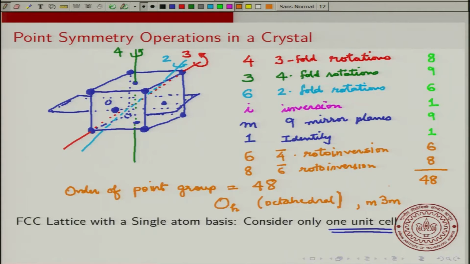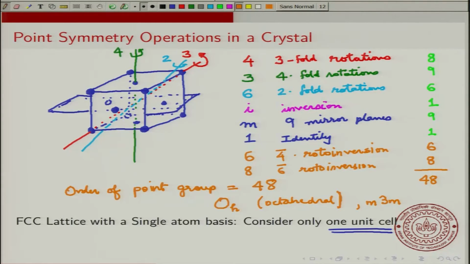Now a few things to be kept in mind. You should keep in mind that this 4 bar roto inversion, if you apply it twice, you will get a C2, a twofold rotation. So 4 bar roto inversion corresponds to rotation by 90 degrees and inversion. If you do it 2 times, you will get rotation by 180 degrees and the 2 inversions will cancel each other. So that will just be a rotation by 180 degrees, which is just a twofold rotation. So the number of distinct operations generated by this is only 1. And again this is just a property of this crystal. So these are the distinct operations in the crystal, and the point group of FCC is octahedral.